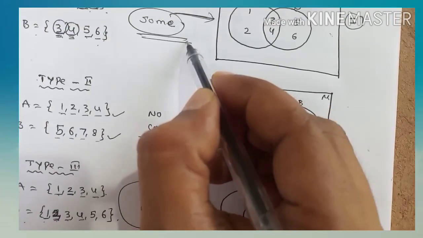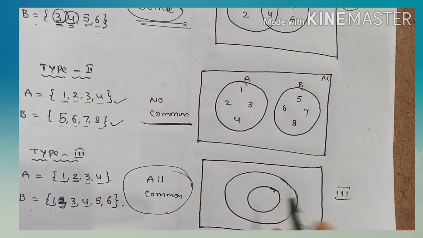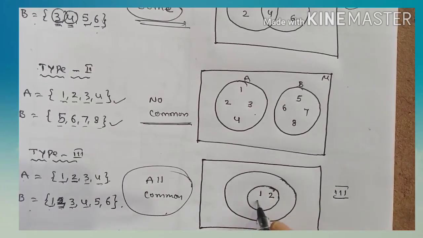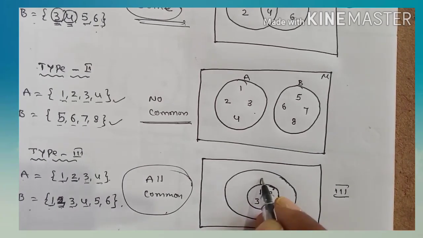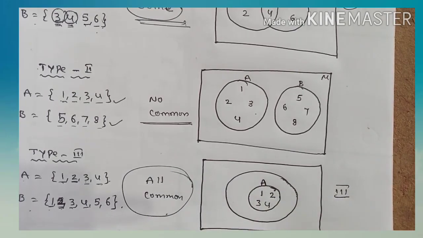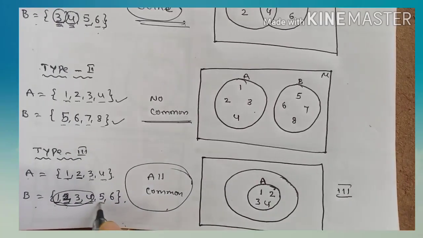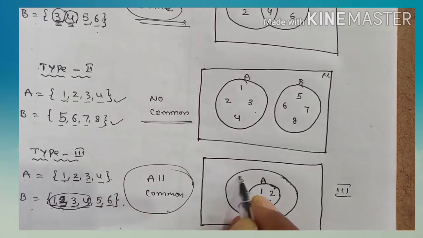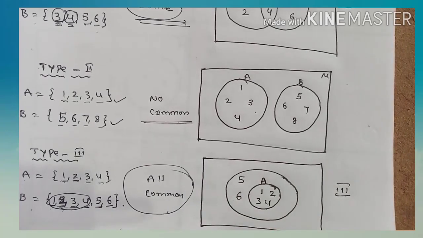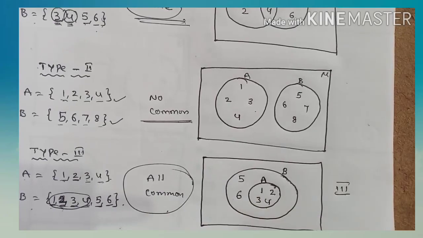Here some elements are common. Here no elements are common. Here all elements are common. Here 1, 2, 3, 4 are in set A. After completion of set A with 1, 2, 3, 4, the remaining 5, 6 should be right outside of the circle of A. The remaining part is B.